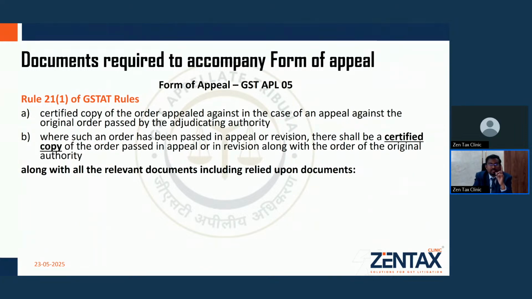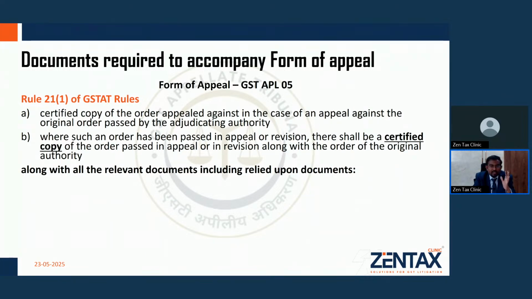First and foremost is the certified copy of the order appealed against. So the appeal before the GST Appellate Tribunal is preferred against an already existing order. Say, for example, it is the order passed by the first appellate authority. Let's assume it is the Commissioner appeals. The order passed by the Commissioner appeals is not in favor of the taxpayer, and therefore the taxpayer prefers an appeal under the provisions of Section 112 before the GST Appellate Tribunal.